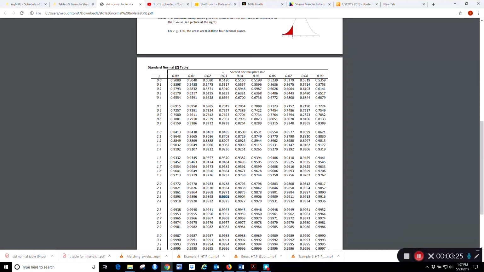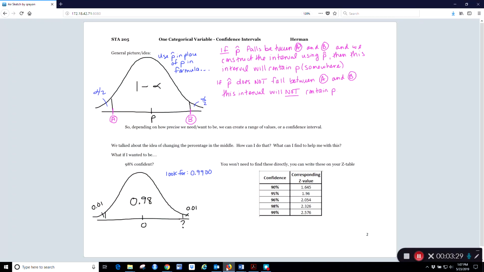So then drawing my picture, that would mean my z down here would be 2.33. And so why don't I have to find the one down here? Well, because z is symmetric about 0, this then is just going to be negative 2.33. So if I want 98% confidence, I'm going to go 2.33 standard deviations on either side, is what that picture is telling me. So that's just a refresher of how we use that backwards normal table.